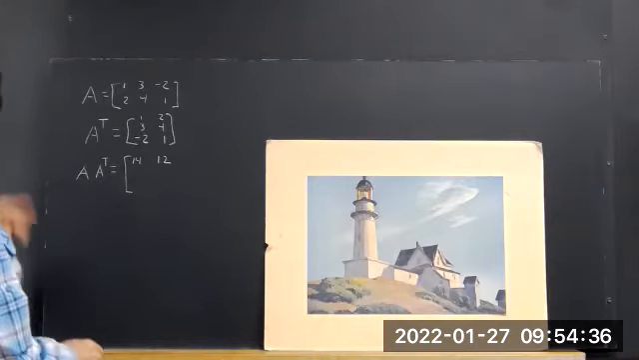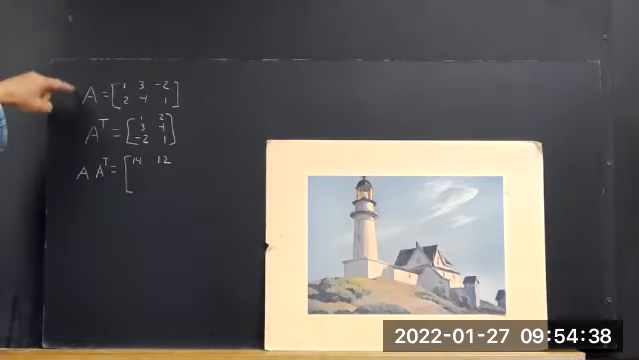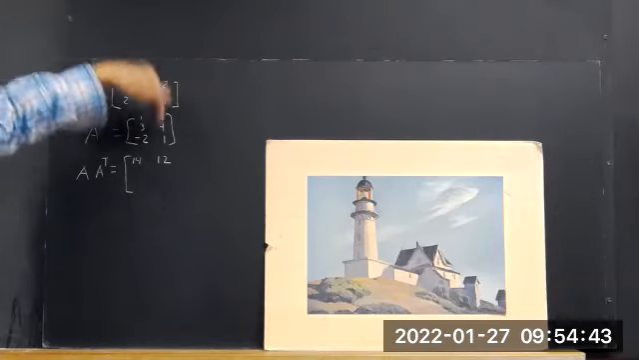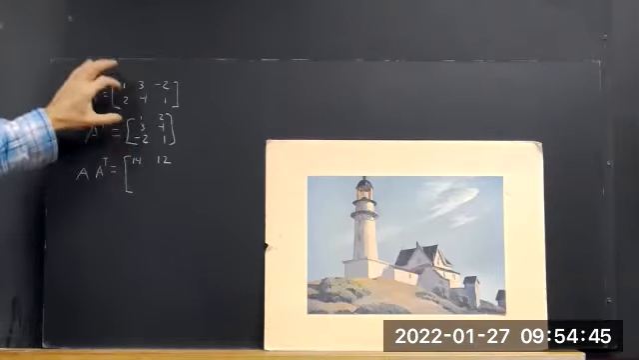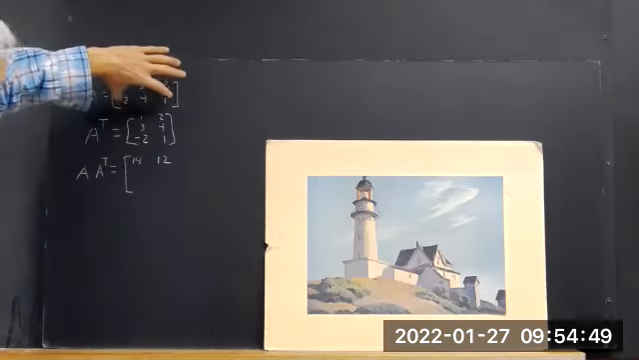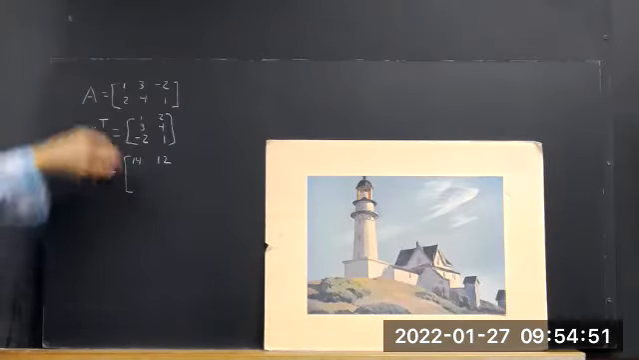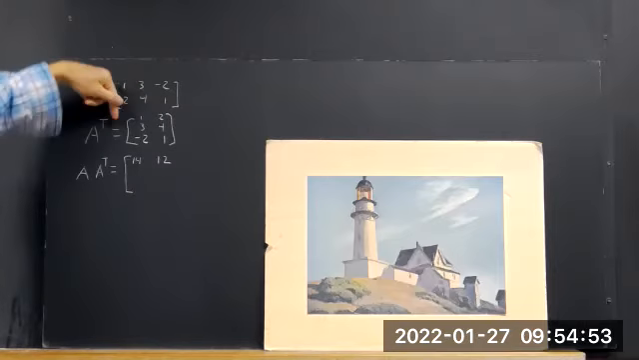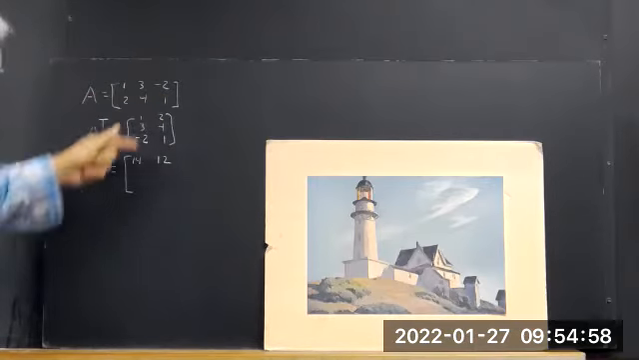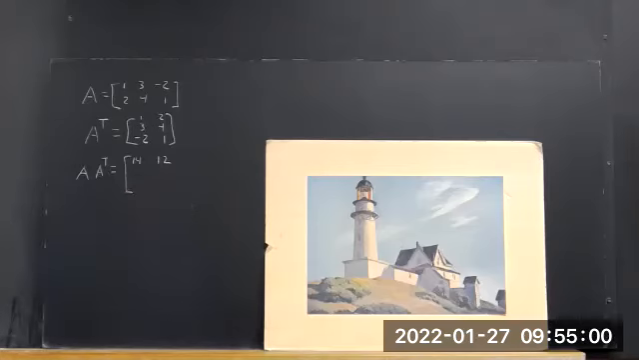Okay, so again, the transpose of the matrix, the rows of the matrix become the columns. So you see that this column is the same as this row. This column is the same as this row. So if you wanted to look at the columns become the rows, the 1, 2 becomes 1, 2, right? 3, 4 becomes 3, 4, negative 2, 1 becomes negative 2, 1, right?